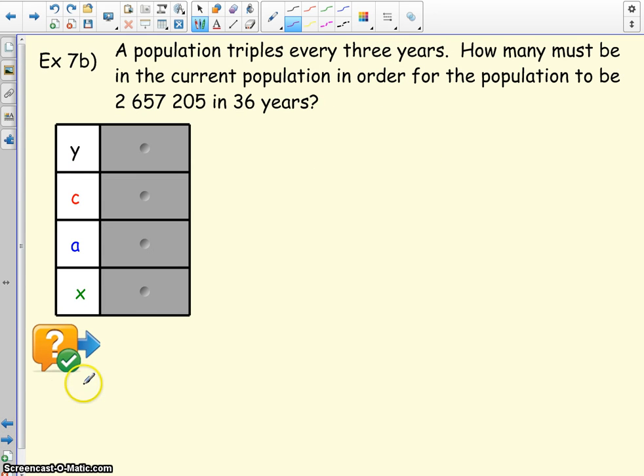Okay, so with that in mind, I'd like you to try this one right here. Same idea, we have something tripling every 3 years. Try and set it up yourself using y equals c times a to the x, and we'll run through it together when you're ready.